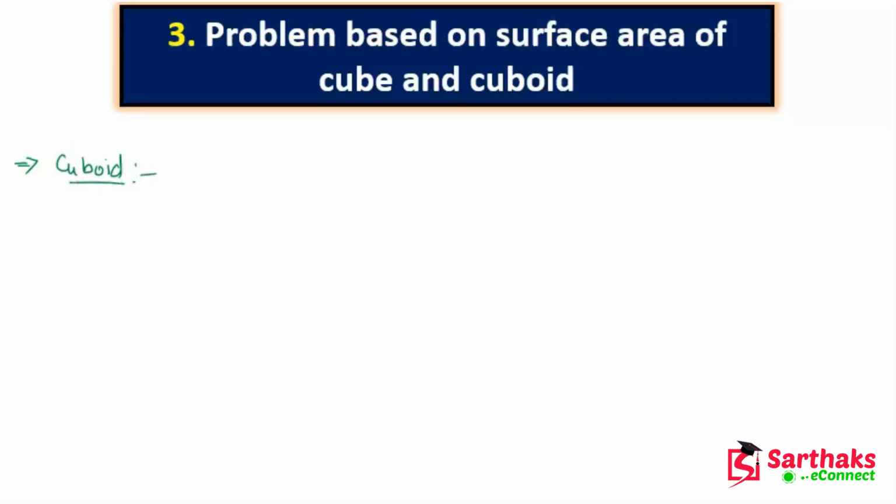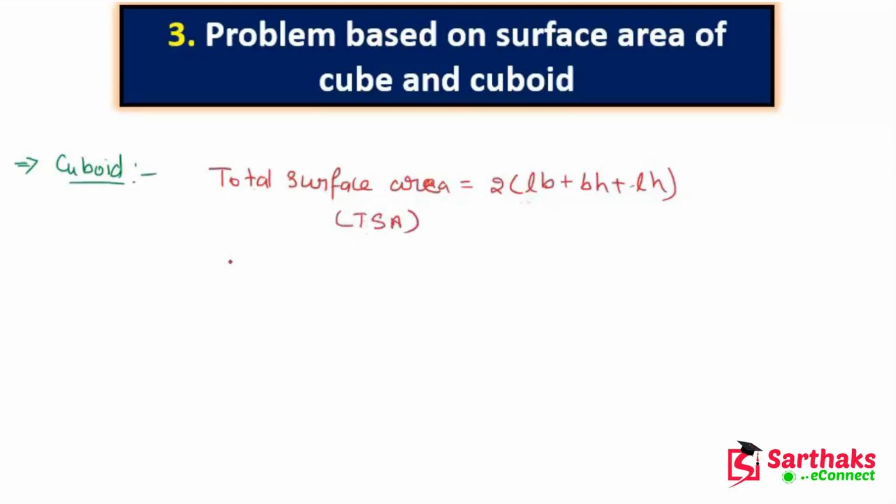In cuboid we know that total surface area is equal to 2 into (lb plus bh plus lh). This is the total surface area of cuboid, or we can say TSA. And lateral surface area, or we can say LSA.